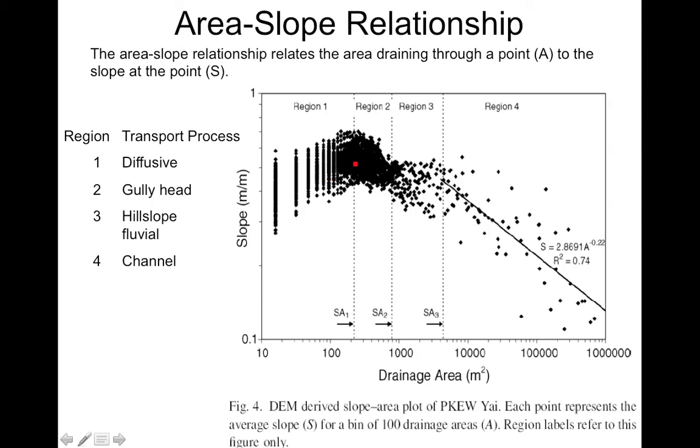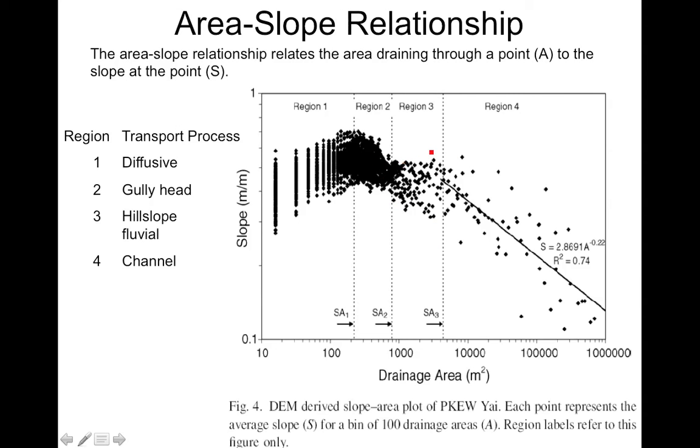Then in region 2, it starts to plateau and begin to decrease, and this is where we get gullies forming. In natural systems we still have gullies forming, or we get nick points where the ephemeral flow channels are occurring. Then in region 3 we have the hillslope fluvial section. We're beginning to get proper permanent channels.